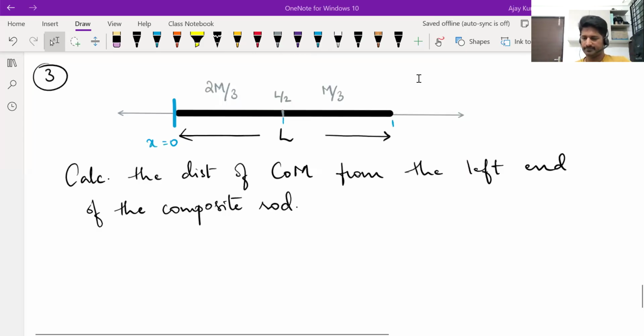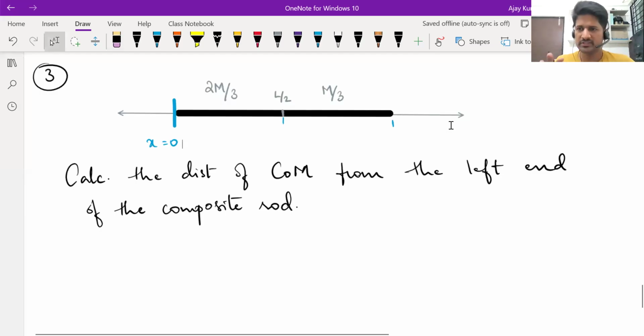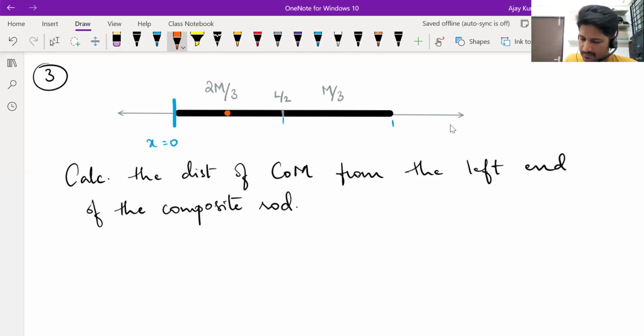Okay, Rishi, how are you trying to solve? Sir, when I'm taking the vector of the 2m by 3 part, should I make it minus i, because the midpoint is at L by 2, right? Minus or plus depends on where the origin is. Oh, then it'll be plus only. So you are using the idea that it's a combination of two rods, right? Yes, sir. What is the position of center of the first rod? What are the coordinates of that point?